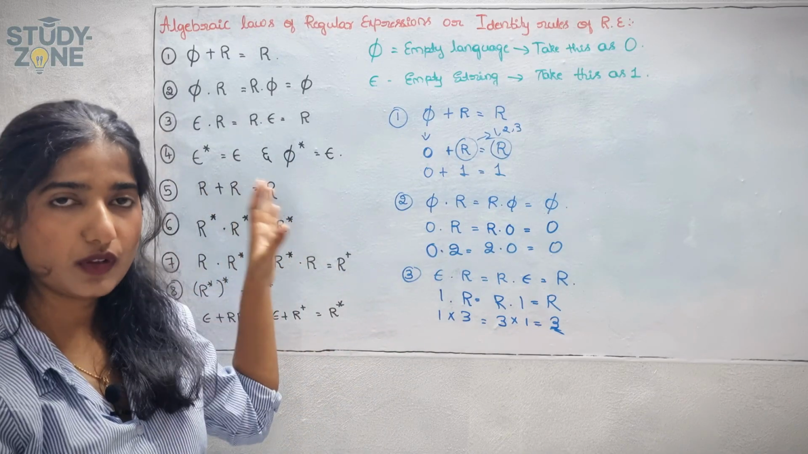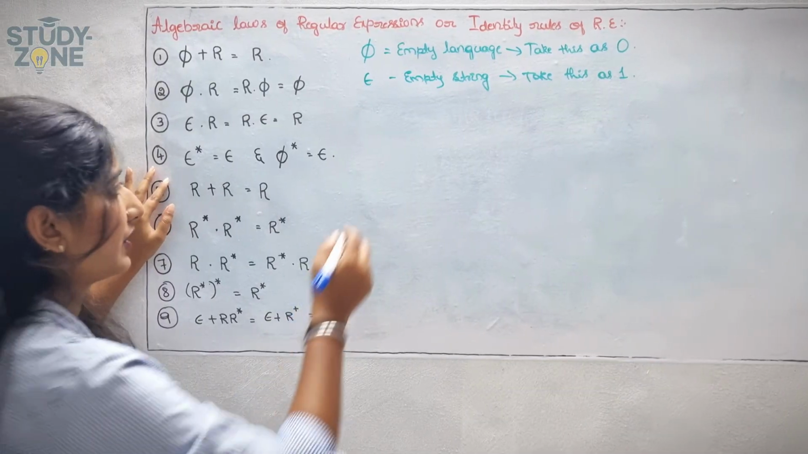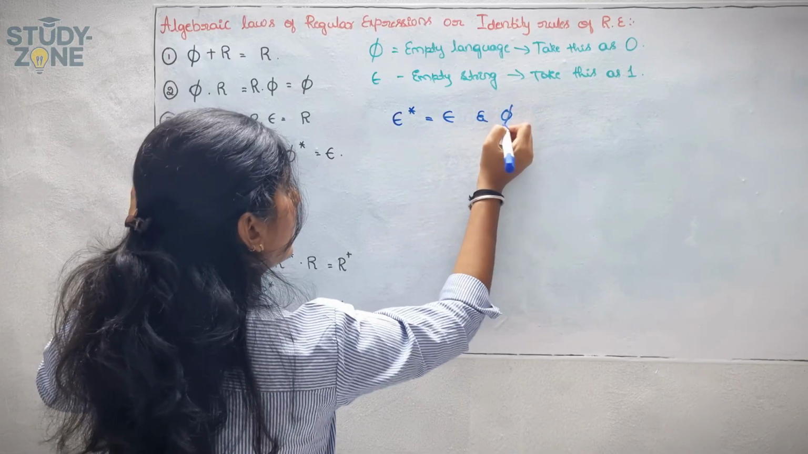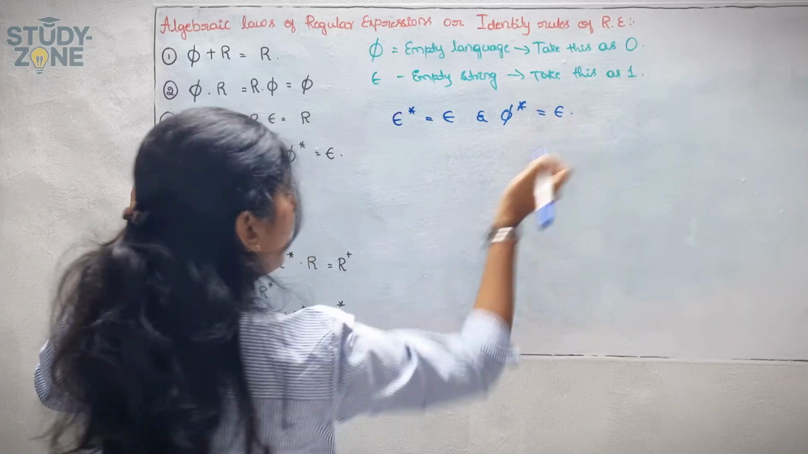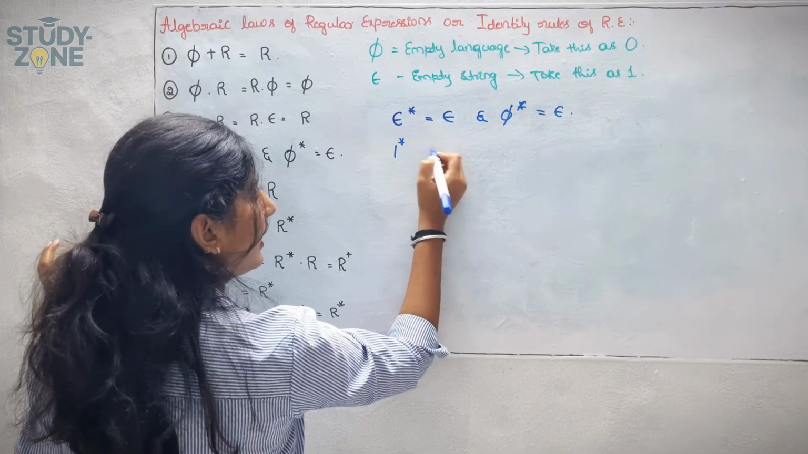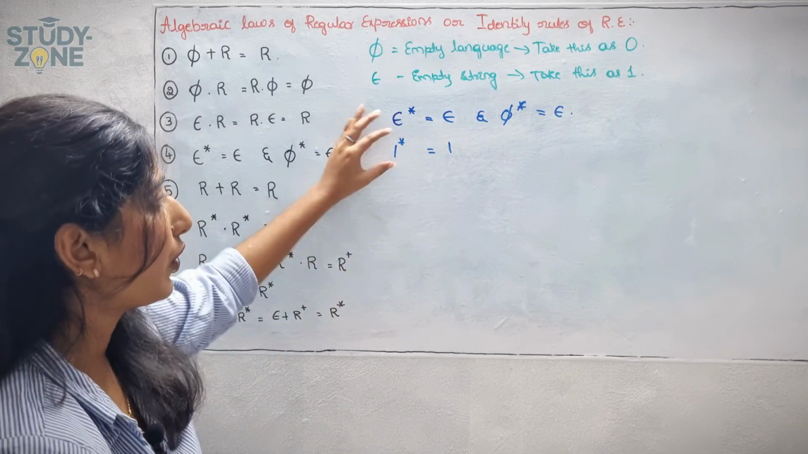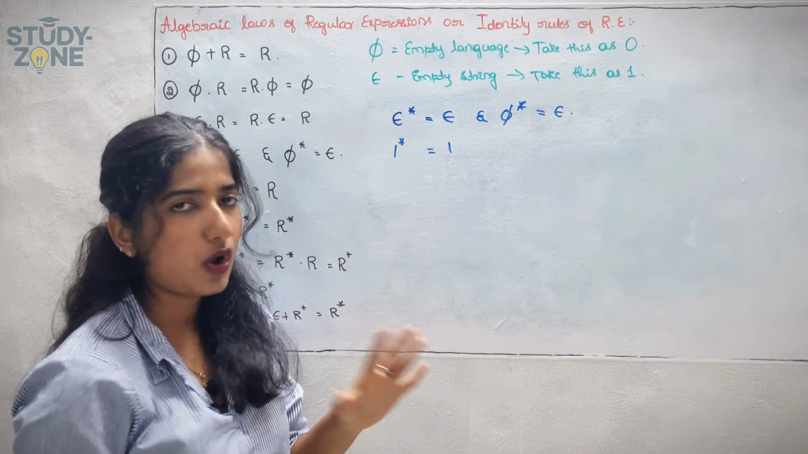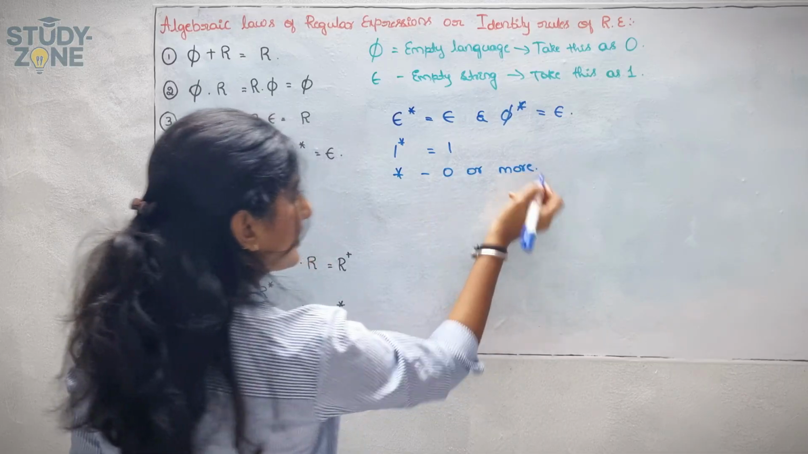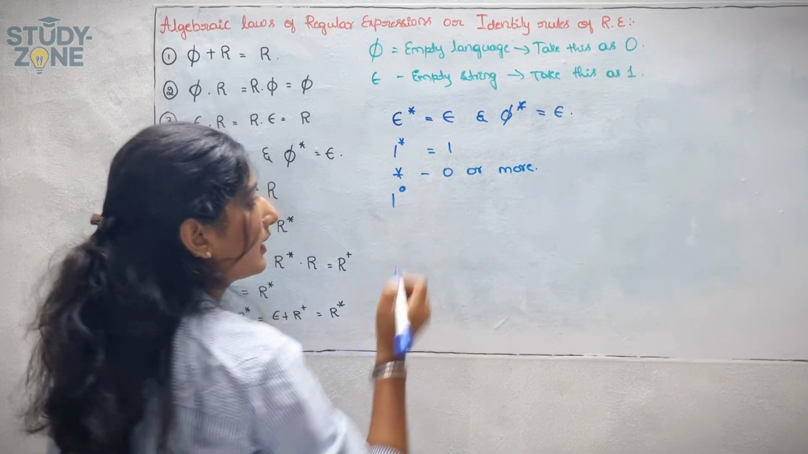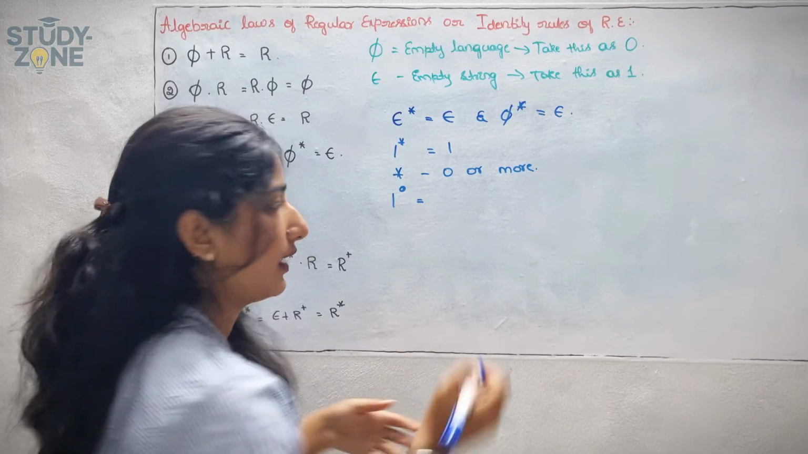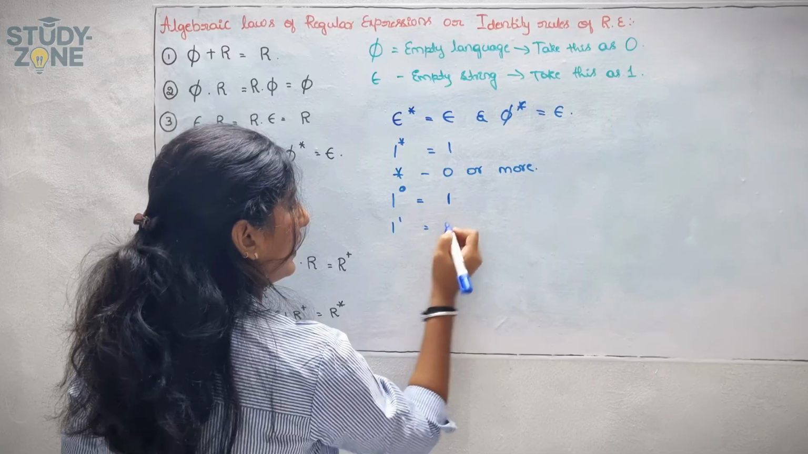Let's see the fourth expression. The fourth expression is epsilon star equals epsilon and null star equals epsilon. We took epsilon as 1, right? So 1 star equals 1. We have to prove this. So what does star mean? Star means 0 or more occurrences of a string. Let's take the occurrence of epsilon as 0. So 1 to the power 0 is 1 and 1 to the power 1 is 1.